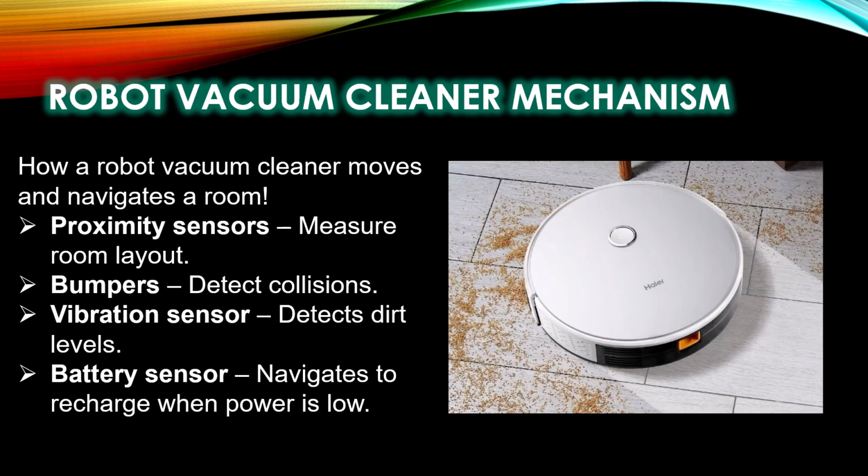A robot vacuum cleaner uses sensors to navigate and clean. Proximity sensors help it understand the layout and map the space. Bumper sensors detect obstacles and avoid collisions with furniture or walls. Vibration sensors identify dirty areas that need extra cleaning. And battery sensors ensure the robot finds its charging station and recharges itself when power is low.